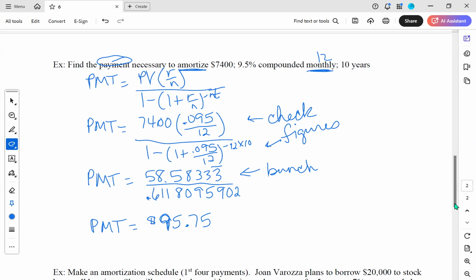So for a loan of $7,400, 9.5% compounded monthly, 10 years, we will have to pay $95.75 per month until the 10 years is done. A lot of banks these days will tell you that they don't charge for having you to pay off things early. And if you can pay off things early, that's better for you because then that's more money in your pocket and less interest to pay. So this is how we calculate the amortization payment.